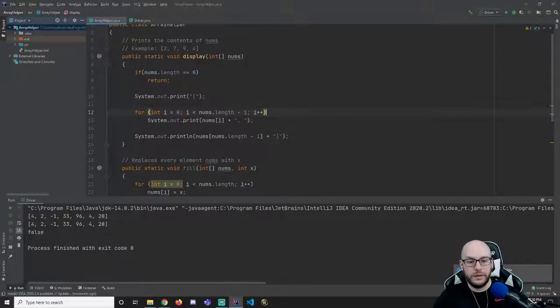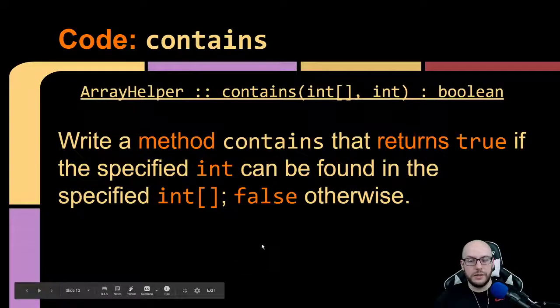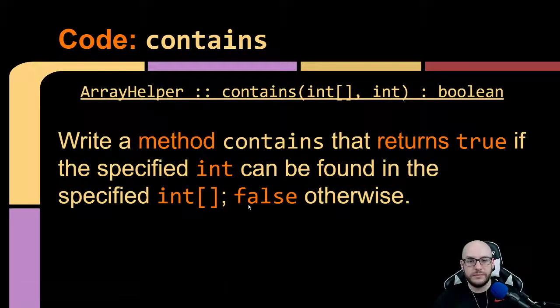Okay. I feel like that's probably a good spot to stop. We coded 3 methods in our ArrayHelper class. I'll see you in the next one.